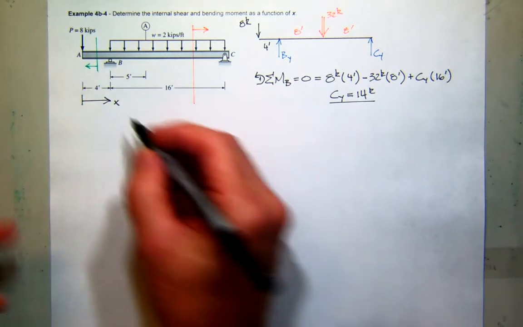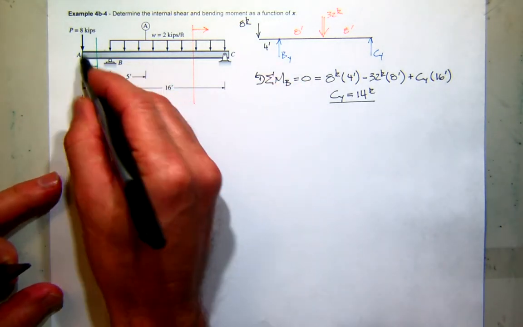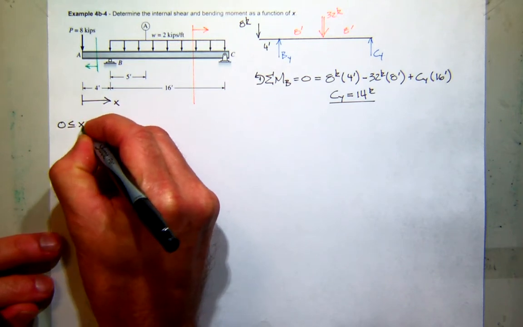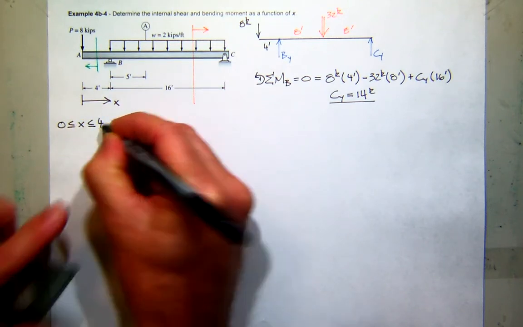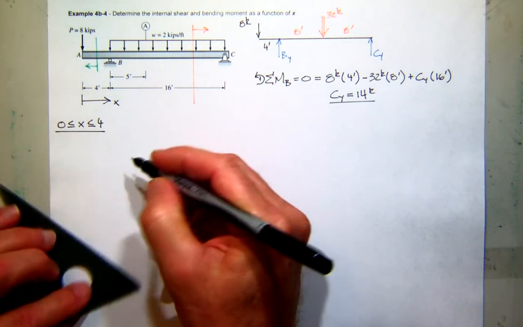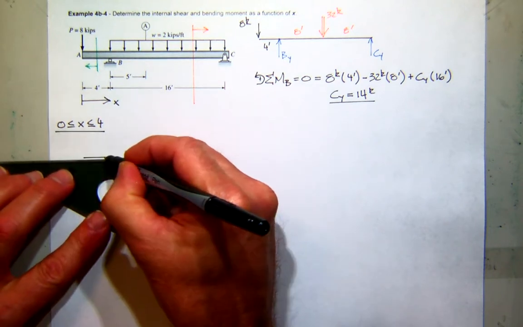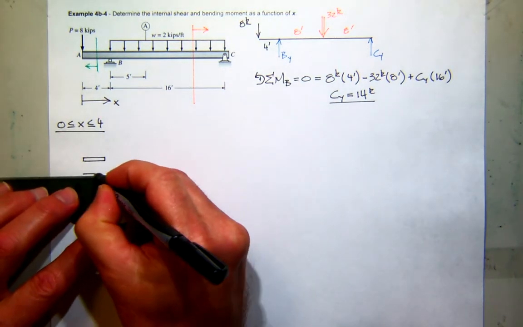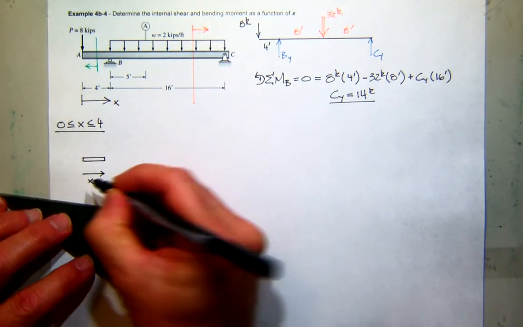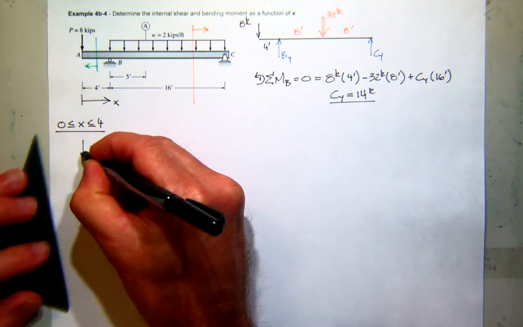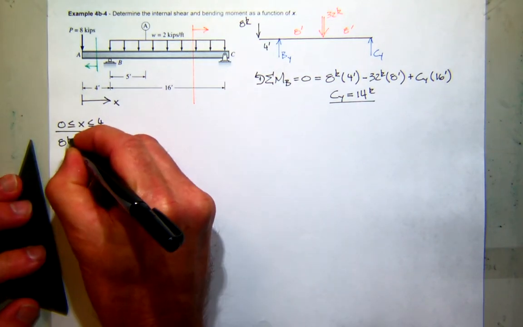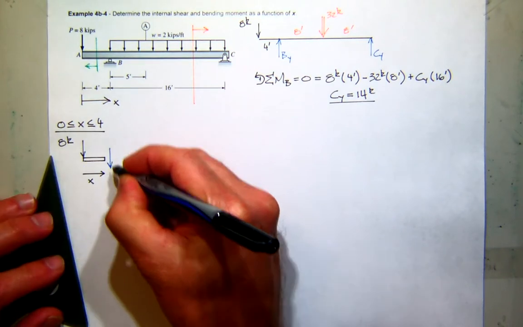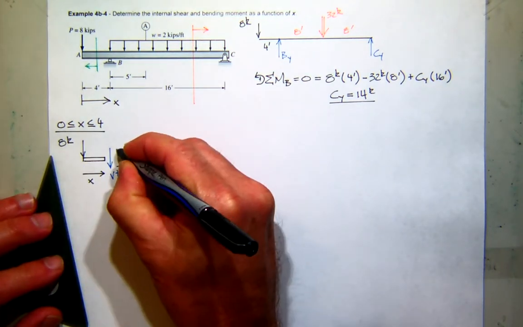So I'm going to work from left to right. I'm going to work this side, and I'm going to work the left side. So this equation will be valid between 0 and 4. And my free body diagram looks like this. Fortunately, the whole thing is just of length x, and I have at the very end the 8 kip load, and then at the cut face I'll assume positive shear force and positive bending moment.